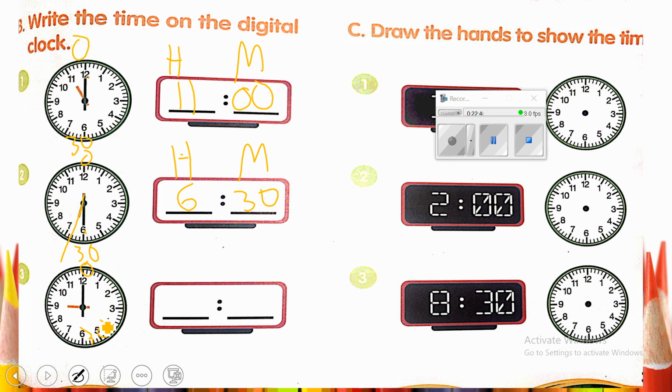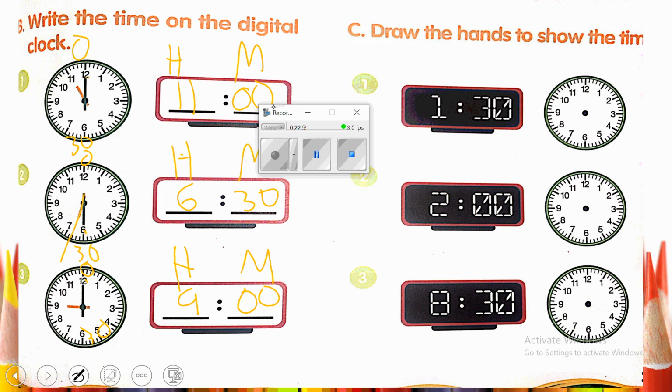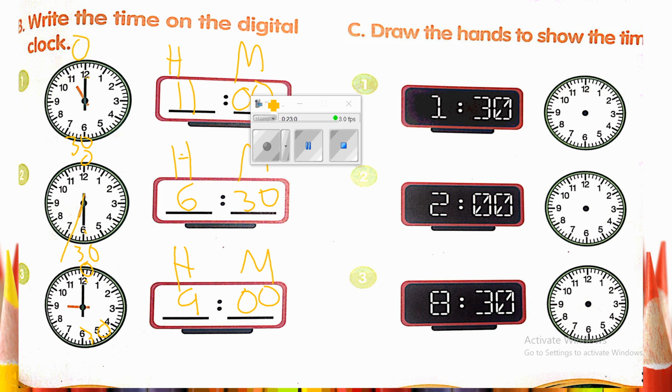Again, here is 0, here is 30. What about the minutes? Perfect, 0. What about the hour? Exactly on 9. HM. So here is 9 and 0 minutes. Let's see here. They said draw the hands. I know this is HM. So 1 hour and 30 minutes. Which number equals 30 minutes? Perfect. All the time, I'm making the minutes first.